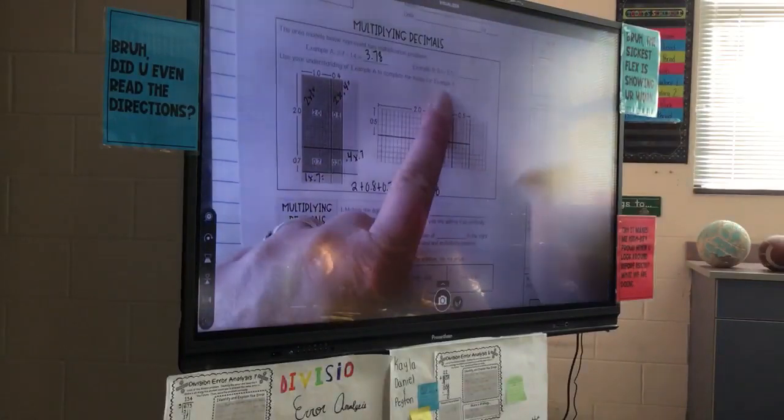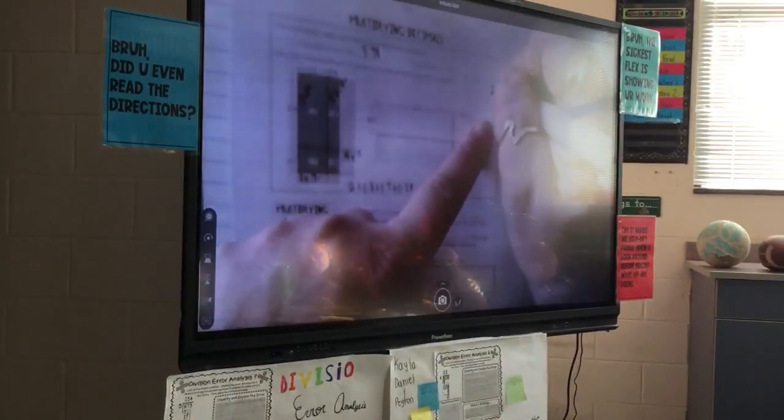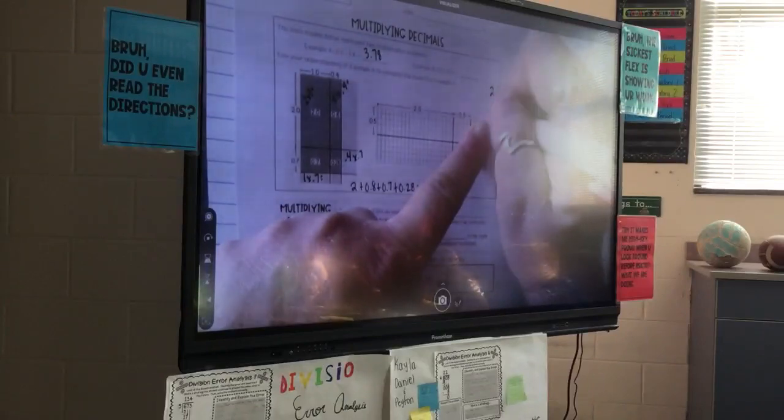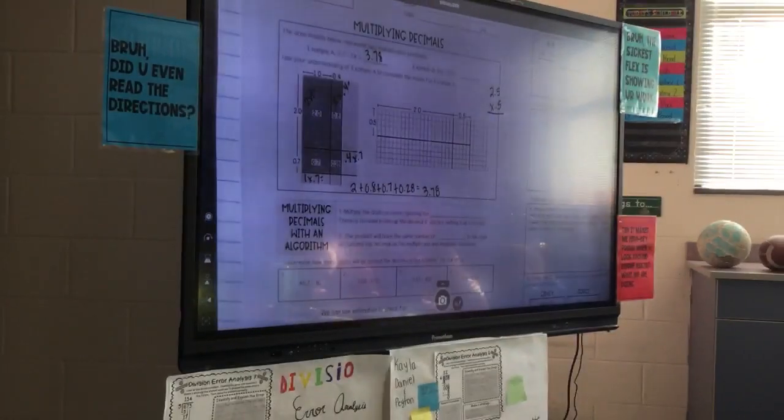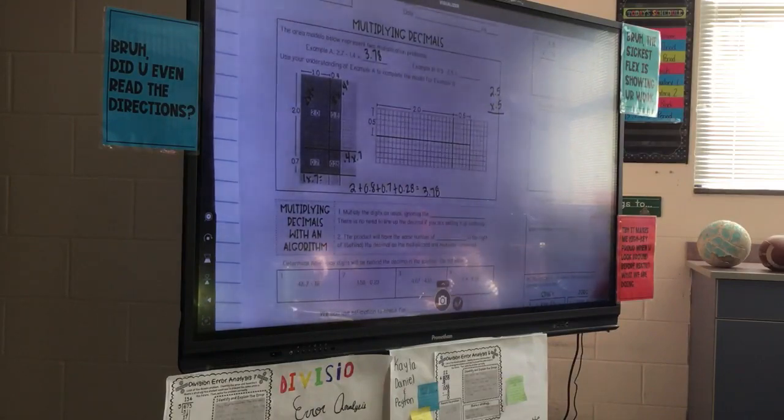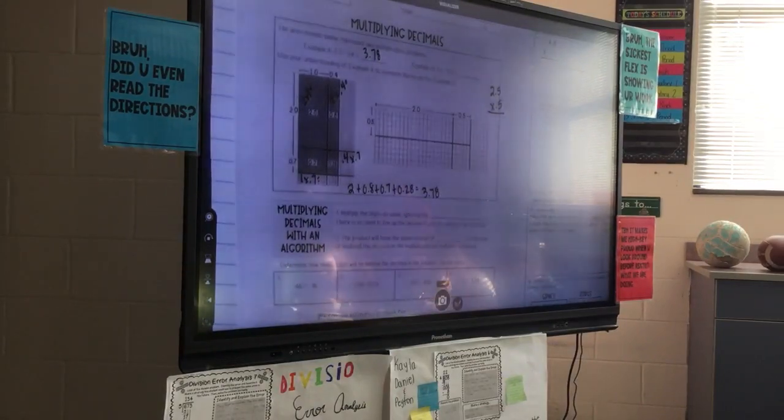So this one, we have 2.5 times 0.5. All right, so go ahead, don't worry about the decimals. If nothing else, just do your multiplication. So just do 25 times 5. Okay, do that now, stand up when you're finished.